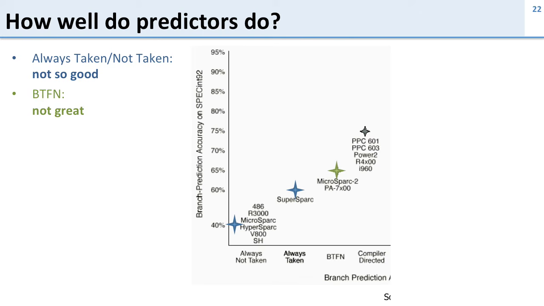but that's still not good enough, as we saw in the previous section. How about adding compiler information? With the compiler in there, we can do a lot better. Now we're up to 75% accuracy, but that's still not good enough. We need to do significantly better than this. And how can we do a lot better?